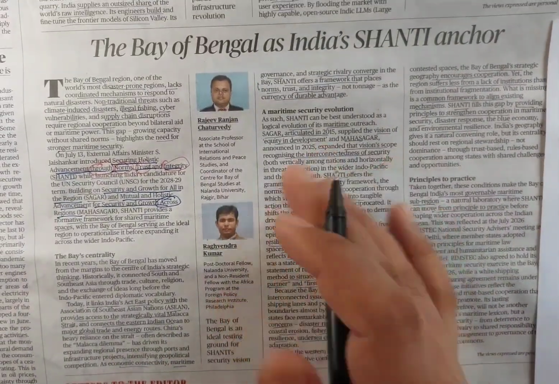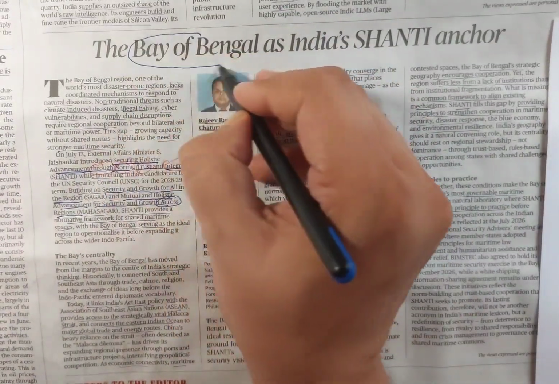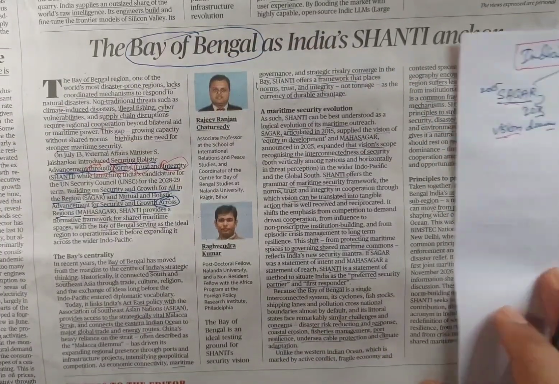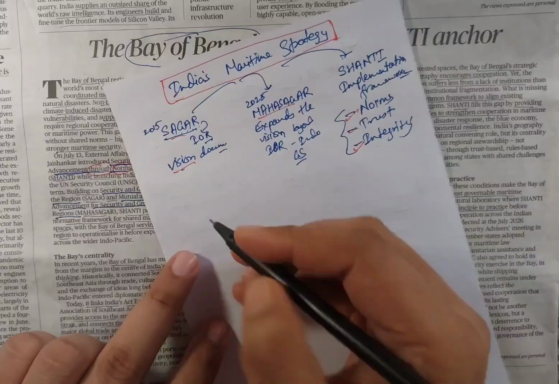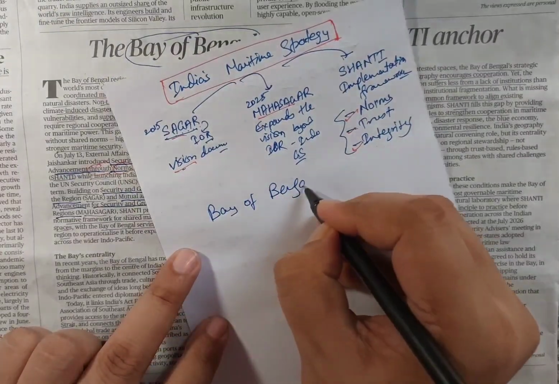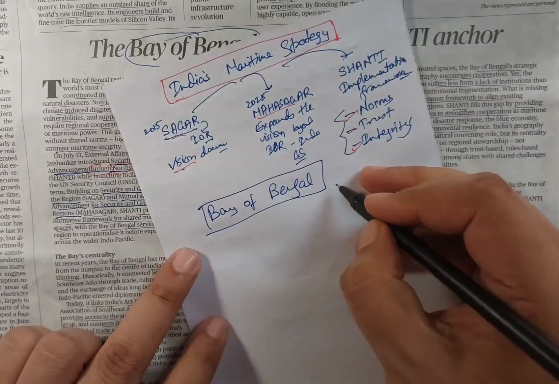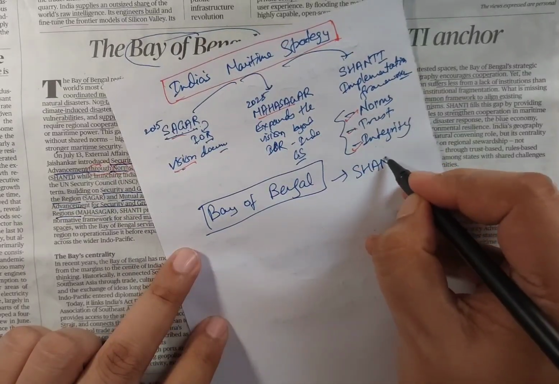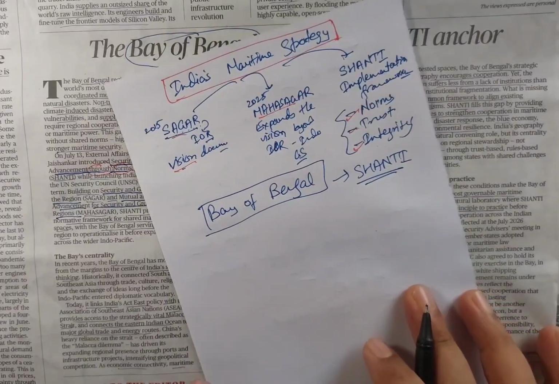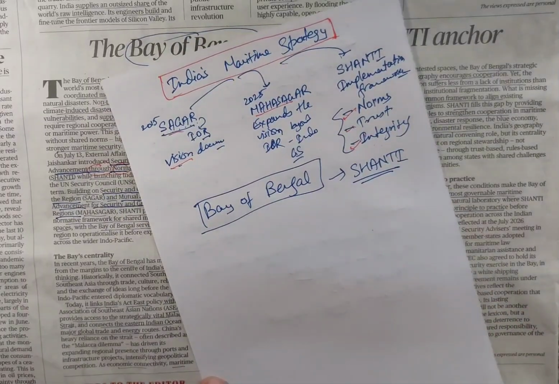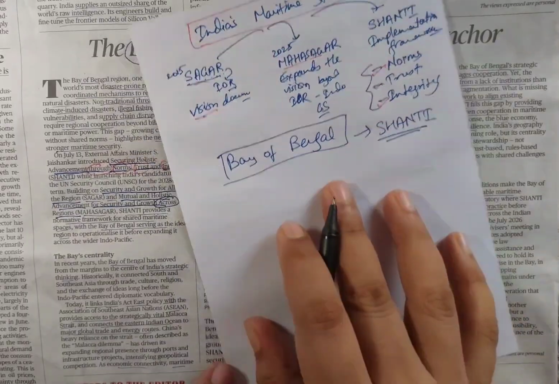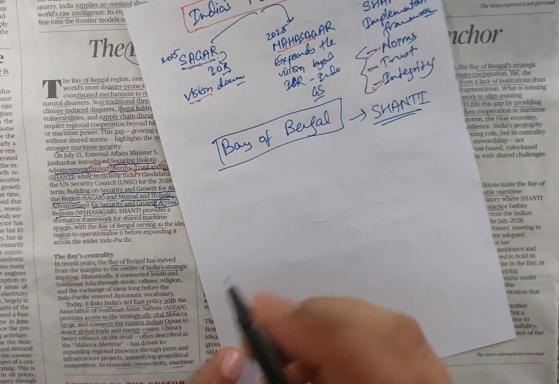This article specifically highlights the importance of the Bay of Bengal as India's SHANTI anchor. It says why the Bay of Bengal is important for this SHANTI. If you want to implement the SHANTI framework, the Bay of Bengal has a very huge potential, huge importance. For this, you should understand why the Bay of Bengal is important.